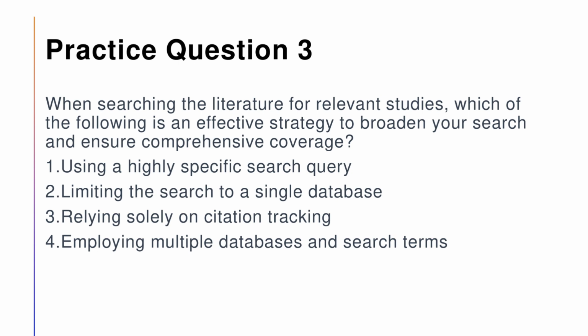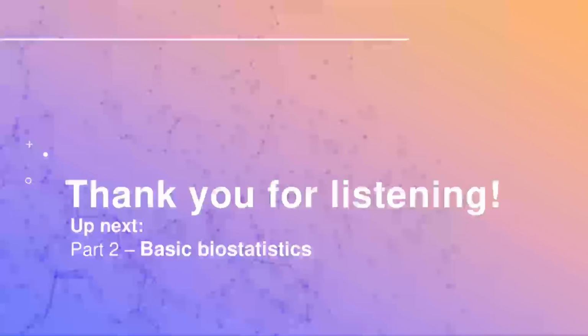So when you do that, it ensures comprehensive coverage. So it's very important to employ multiple databases because different databases have different indexes and different journals included. So searching in multiple databases increases the chances of finding relevant studies. So when you use a variety of search terms, including synonyms and related concepts, it also helps to capture a broader range of relevant studies.